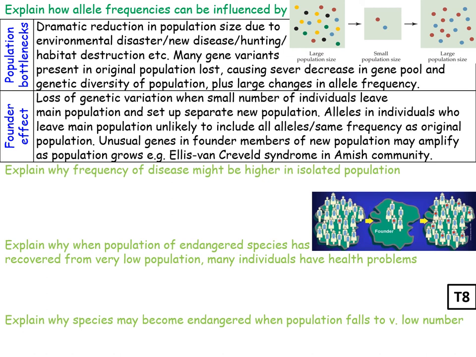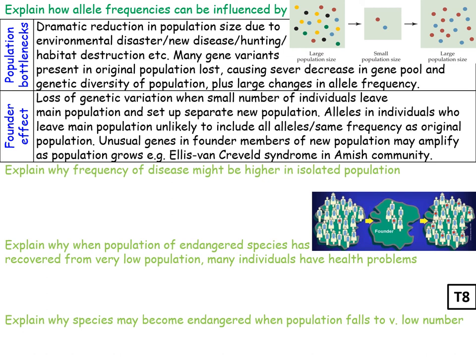In terms of population bottlenecks, this is when there's a dramatic reduction in population size due to an environmental disaster or a new disease or hunting or habitat destruction. Many of the gene variants present in the original population are lost, and this causes a severe decrease in gene pool and genetic diversity of the population, plus large changes in the allele frequency.